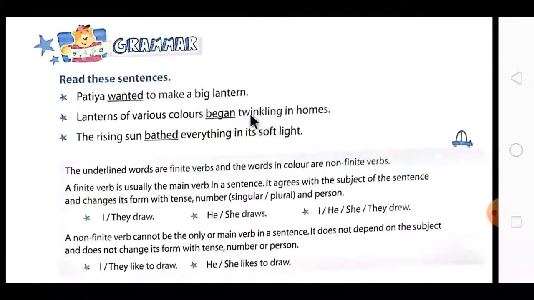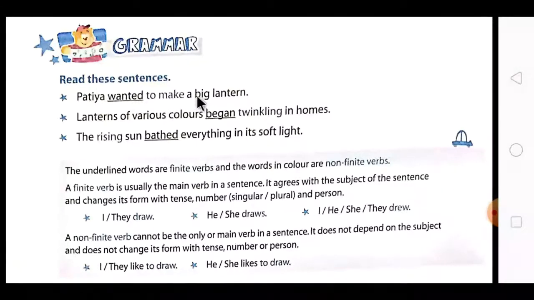Today I am going to start the explanation of chapter 1, the English grammar part, which is given in your English textbook. So in this grammar, let's begin. In this, first it is given: read these sentences. First let's read these sentences, dear students.